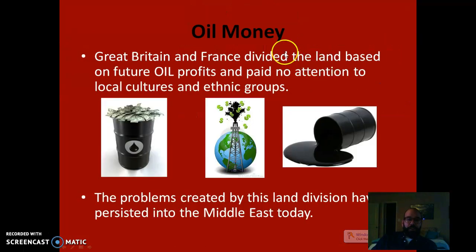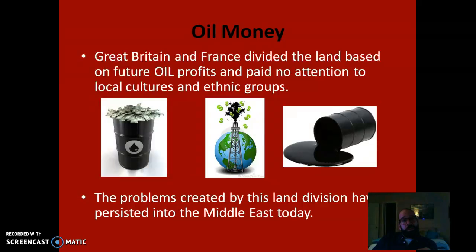So here it says, they cared more about the oil. They divided the land up based on the oil, the territory, the rivers, the resources, and not really about the people. They didn't care about the people. They didn't ask, oh, hey, are you guys Kurds? Yeah, do you want to get your own country? Yeah, sure, we'll let you have this.